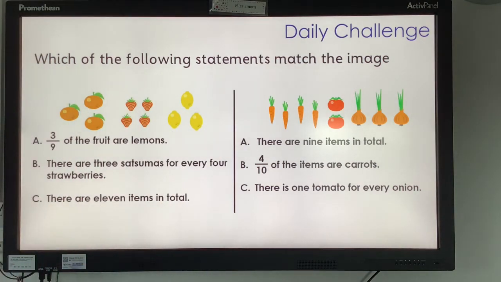So then A, there are 9 items in total. B, 4/10 of the items are carrots. And C, there is 1 tomato for every onion.